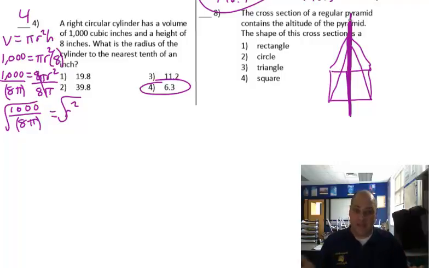The base might be a pentagon. We don't know. But up and down, you slice it that way, you're always going to get a triangle. You're always going to get a triangle. So that's going to be a 3.